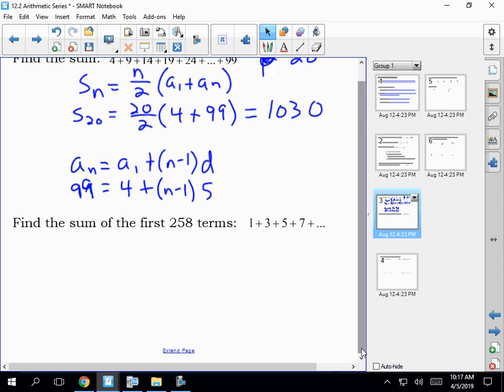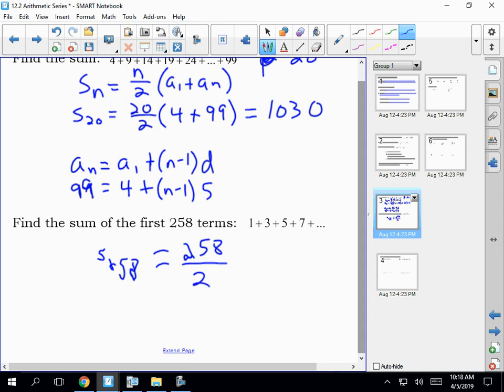Start adding. There you go. Why don't you work on that? Oh, there it goes. S sub 258 equals... so it'll be 258 over 2, first term is 1 plus last term. There it is in crazy writing. So in hieroglyphics, we have S of 258 equals 258 over 2. There it goes, it's back. 258 over 2 times 1 plus, but I need to know what to put in here.